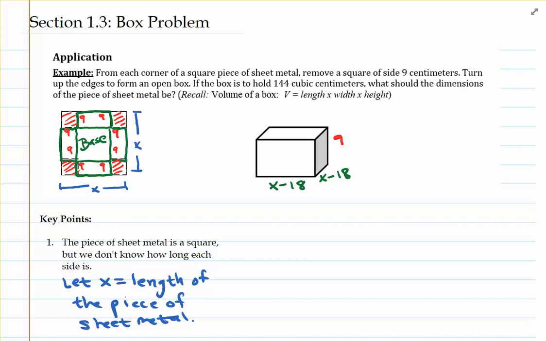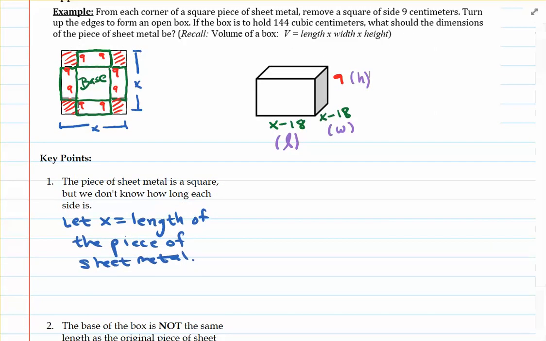So I'd like to go ahead and just indicate that this x minus 18 is going to serve as an expression for length, which I'll write as lowercase l. And this is going to serve as the width for our formula. And the 9 is going to serve as the height. So symbolically, volume can be written as this. Capital V equals length times width times height.